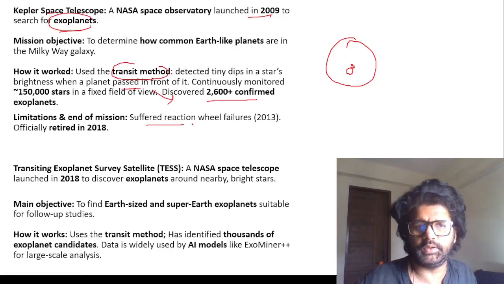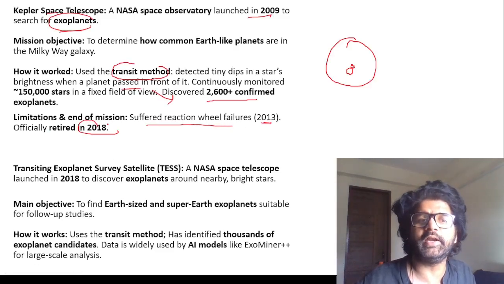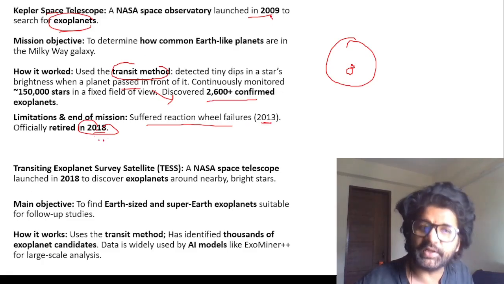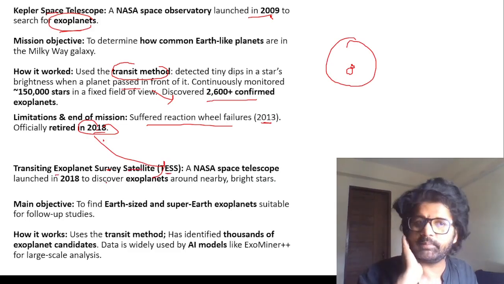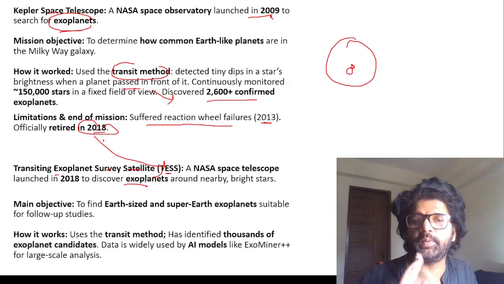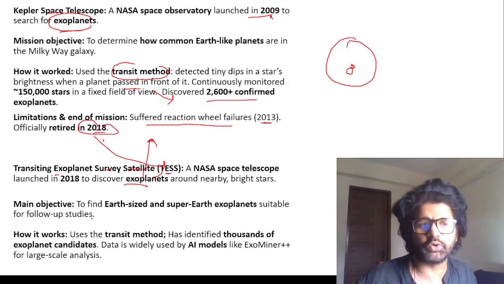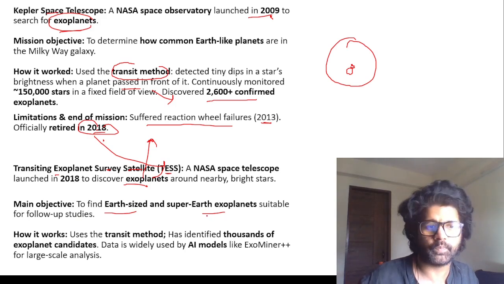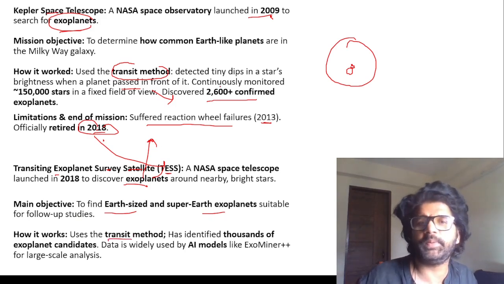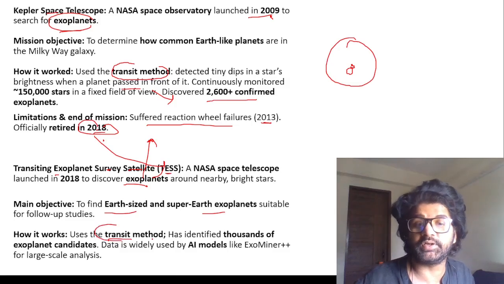Kepler suffered reaction wheel failures in 2013 and was retired in 2018. You see the chronology: launched in 2009, retired in 2018. The same year, NASA launched TESS, the Transiting Exoplanet Survey Satellite. Same property, same thing. They are also discovering exoplanets, planets orbiting stars other than the Sun, to find Earth-size and super-Earth exoplanets. And again, they're using the transit method, the dip in the star's brightness. Remember this transit method and all.